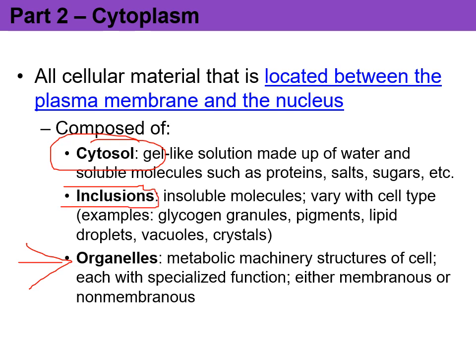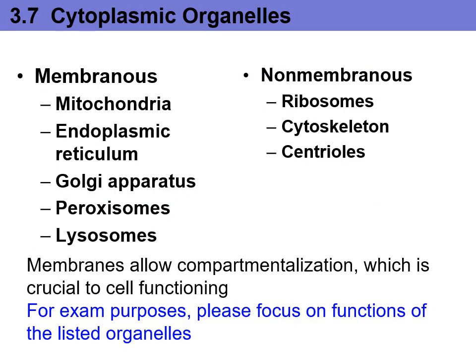Inclusions are structures that do not have a separate membrane. These can be things like pigments, crystals, vacuoles, or debris floating around. For our organelles, we are going to mostly focus on the mitochondria, the ER, or endoplasmic reticulum, the Golgi apparatus, and we're going to talk about peroxisomes and lysosomes. And for the ones that don't have a membrane, we're going to look at the ribosomes, the cytoskeleton, and the centrioles.